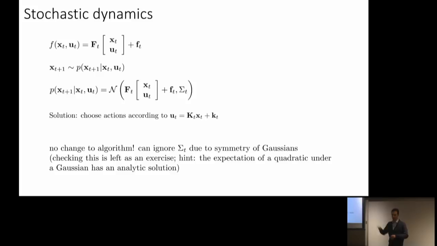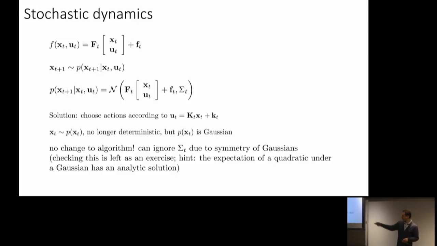So if you want to do this, you can deal with the alphabet soup of algebra at home. But as a hint, the way that you do this is by exploiting the fact that expectations of quadratic functions under Gaussians have a closed form solution. So you can actually evaluate the expected cost under Gaussian dynamics, compute all the same derivatives that I did in the LQR algorithm, and come back with a solution. And you'll find the solution is actually to take actions according to this control law.